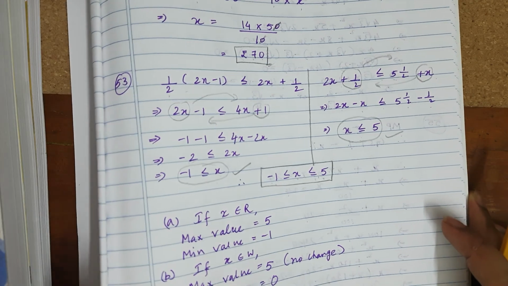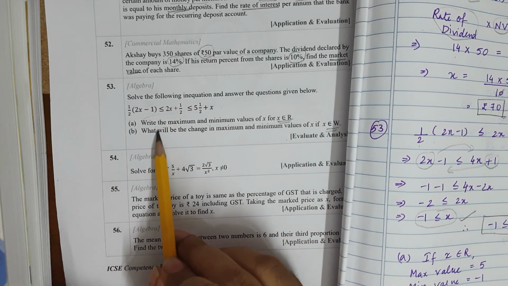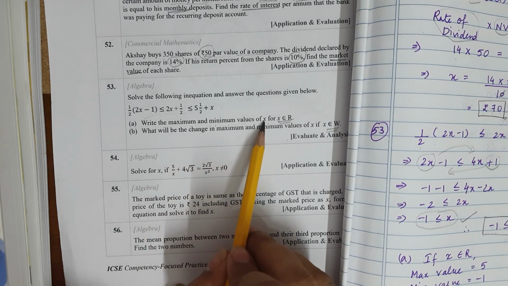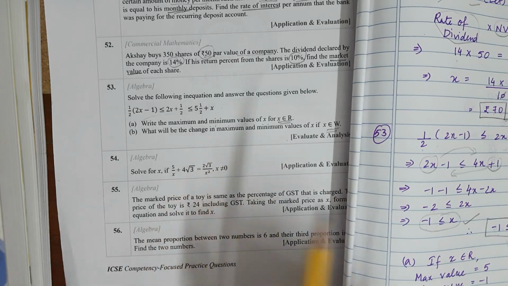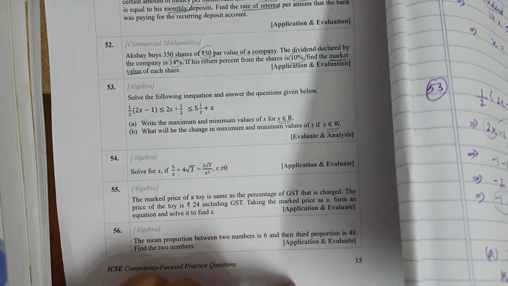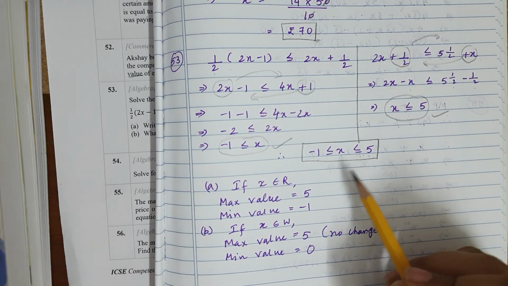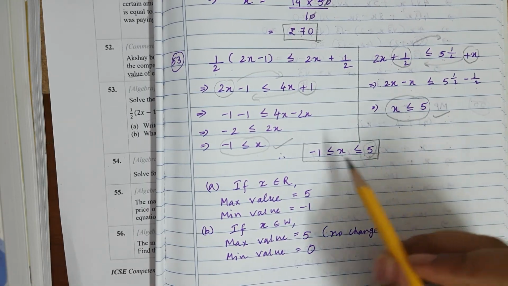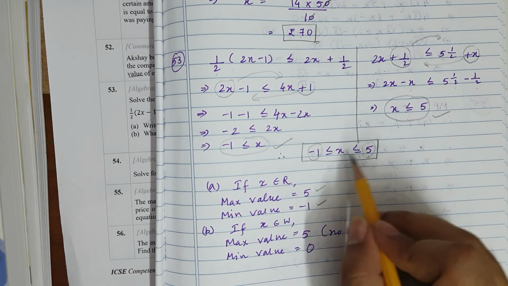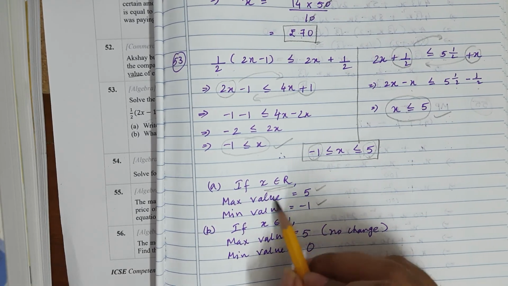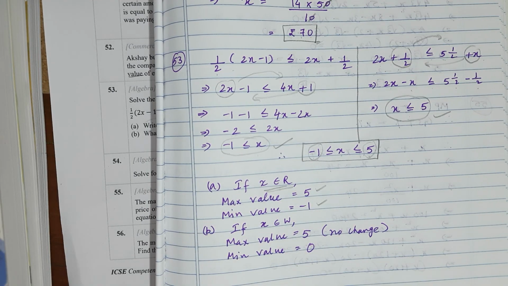Then for the subparts of the question, they are asking us to write the maximum and minimum values of x for x belonging to real numbers. So if x was a real number, what is the minimum and maximum value? If I look at the range for x, maximum is 5, minimum is minus 1. So that is the value. And anyway, these numbers are real numbers. So maximum is 5, minimum is minus 1 when x is a real number.